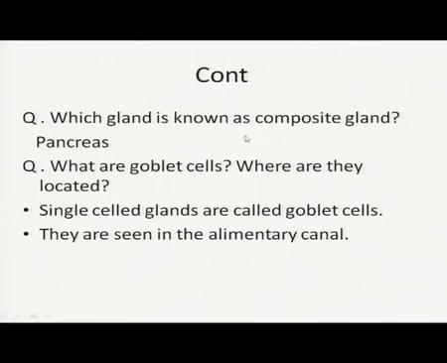Which gland is known as the composite gland? Composite gland means mixed gland. It is the pancreas. A part of it is exocrine and the other is endocrine. It can act as both exocrine and endocrine. Pancreas is your answer, correct. What are goblet cells? Where are they located? Single celled glands, they are known as goblet cells and they are normally seen in the alimentary canal.